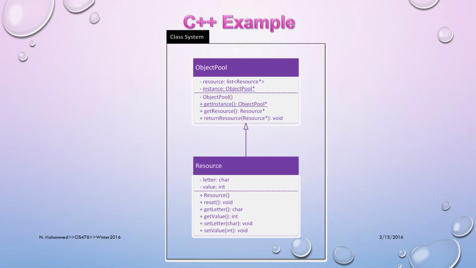I have an example in C++ to show how to implement the object pool. The UML diagram shows two classes: the Resource class to create objects, and the ObjectPool class to put the objects created by the first class in a list structure. So the program can use the same objects more than one time, with different values on each use.